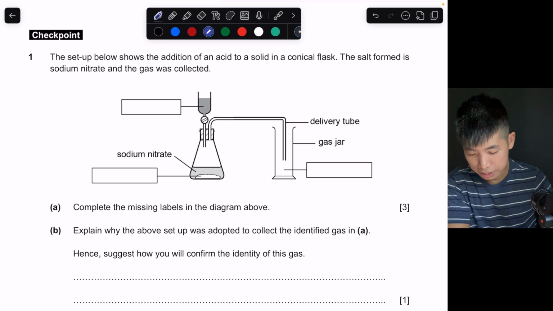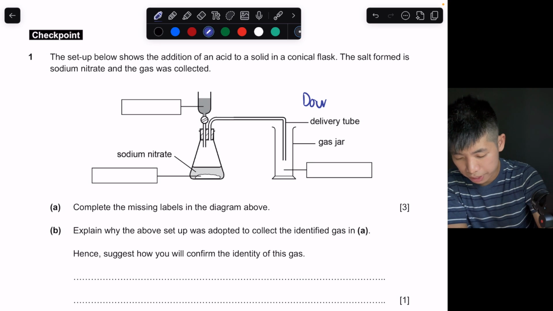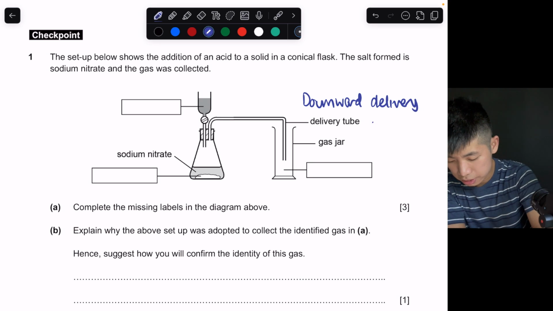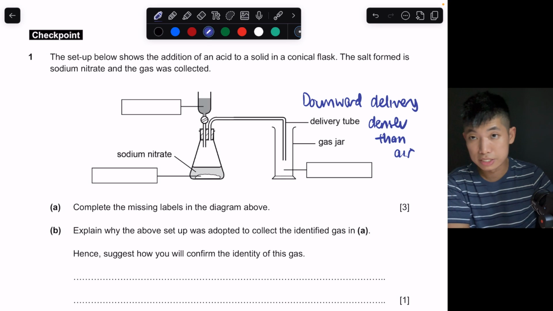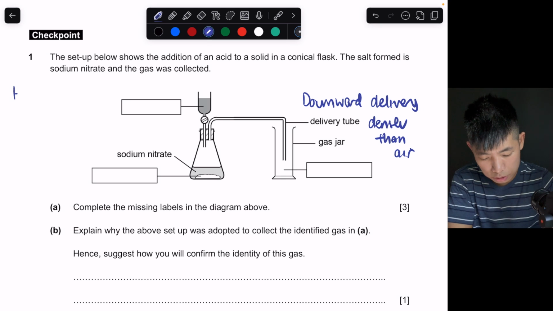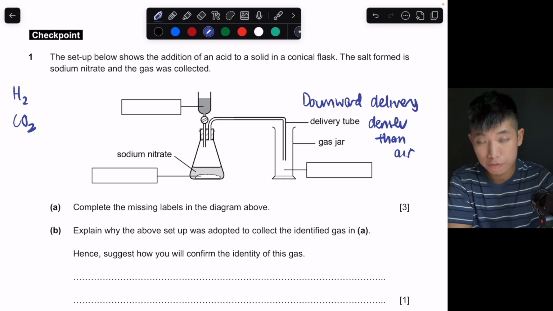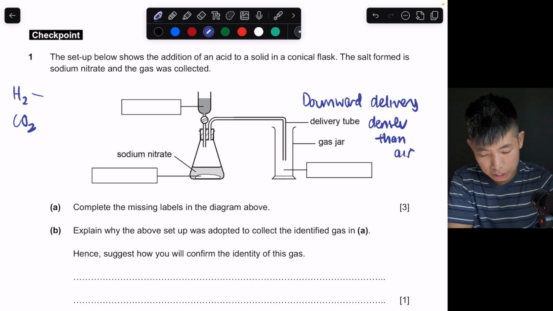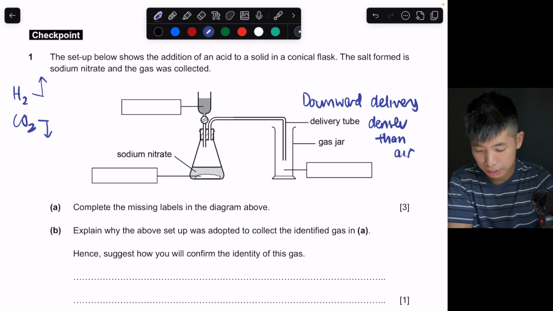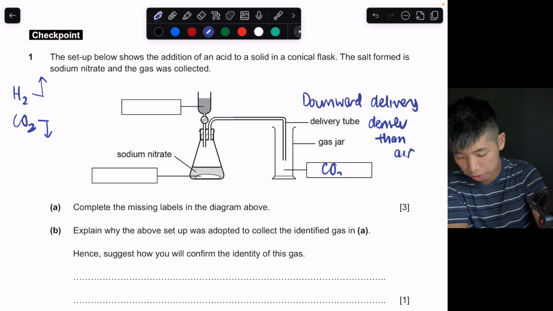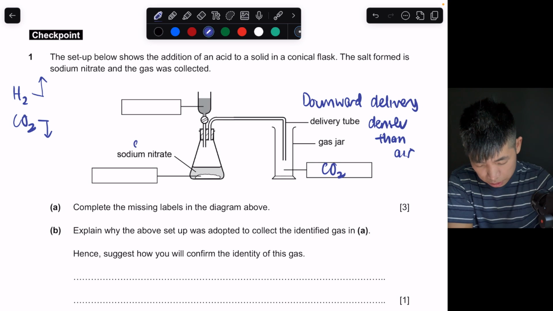Alright, let's go through the answers. This is a downward delivery method, which means that the gas is denser than air. It sinks. We have so far learned two gases that are produced from acid reactions. Hydrogen is less dense, it will rise. Carbon dioxide is denser, it will sink. So the gas here is carbon dioxide. The salt here is sodium nitrate.